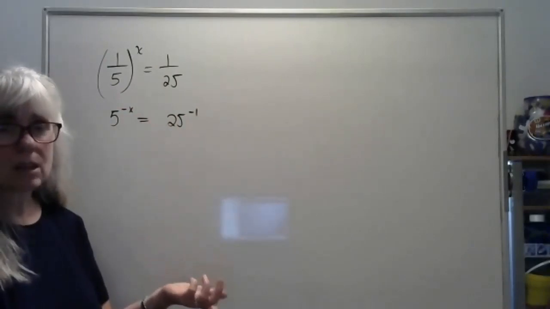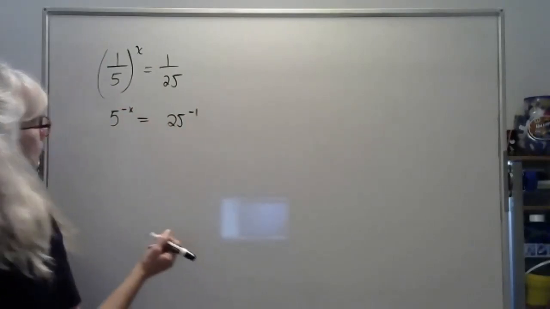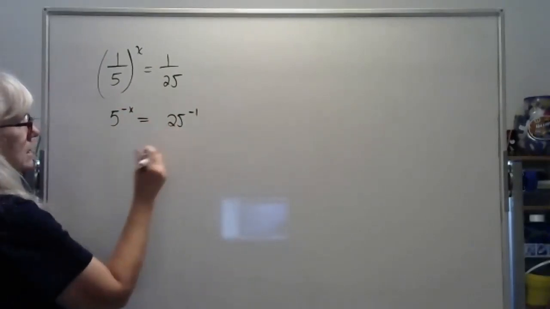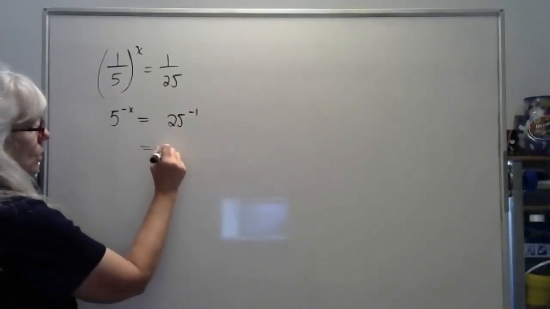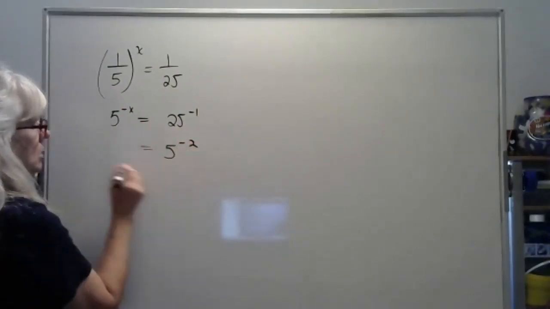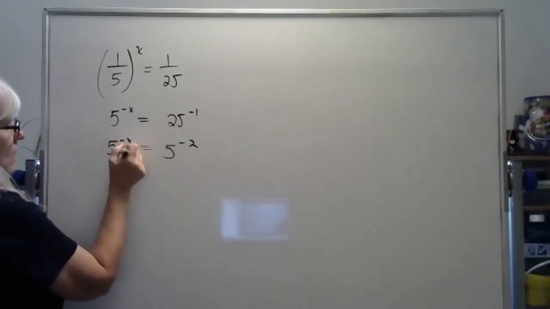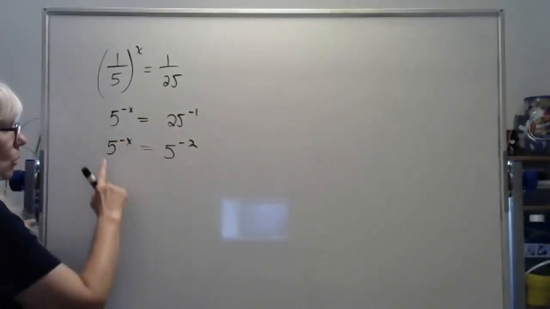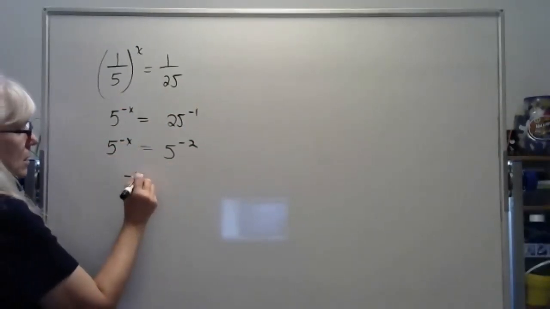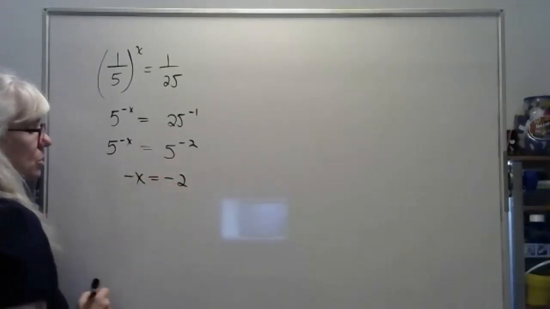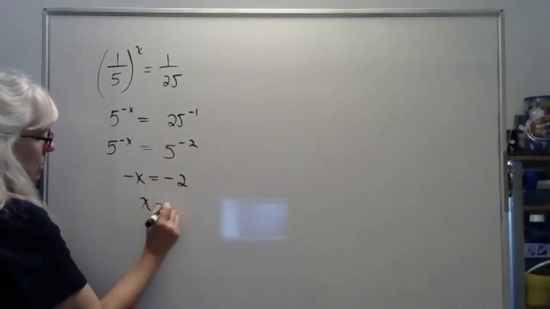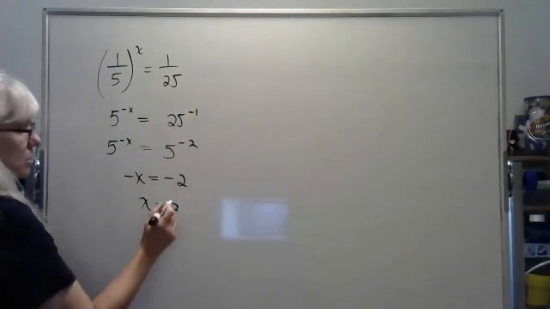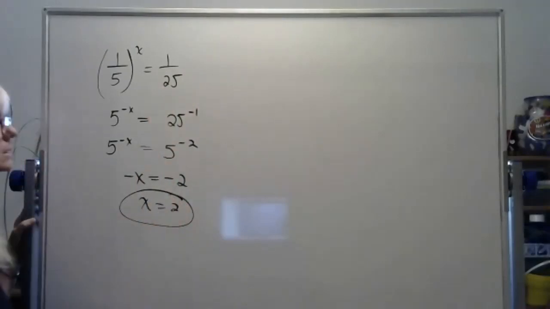You may not like to do that because you don't like negative exponents, but we can deal with those. And then we're going to recognize that 25 is the same thing as 5 squared. So that's going to be 5 to the negative 2 equals 5 to the negative x. We finally have the bases the same. So negative x is equal to negative 2. And x is equal to 2. And you may have seen that right back up there. Just depends on how much you want to process things.